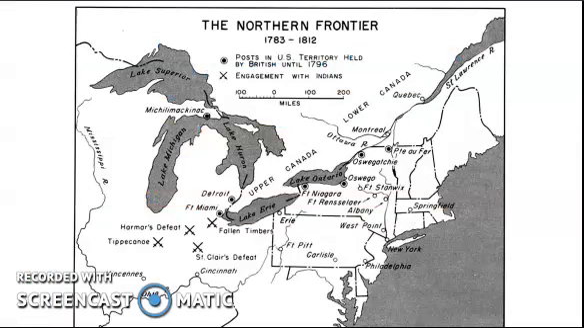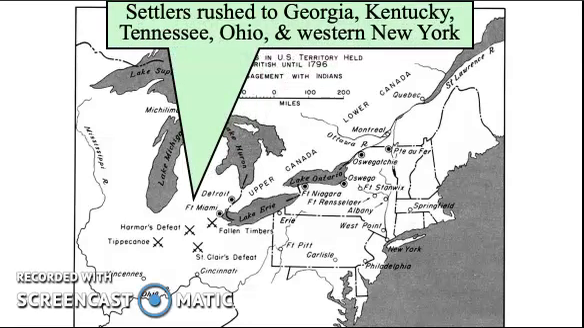But what we just learned is that we've got tons and tons of people that are moving westward. In particular, we've got settlers rushing not only to Georgia in the south, but also to Kentucky, Tennessee, Ohio, western New York.